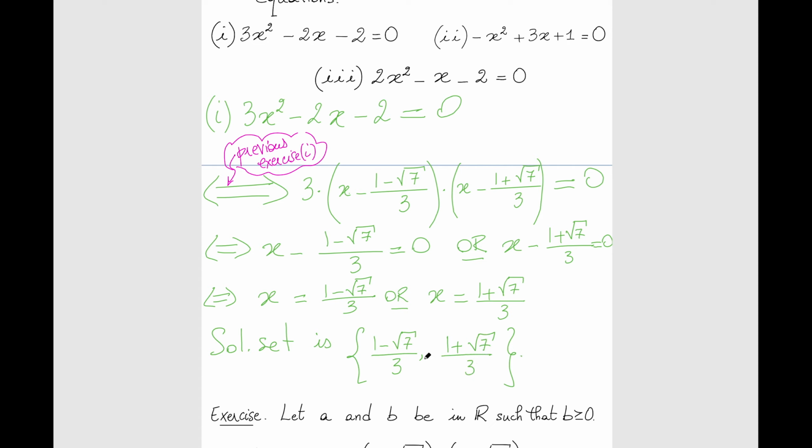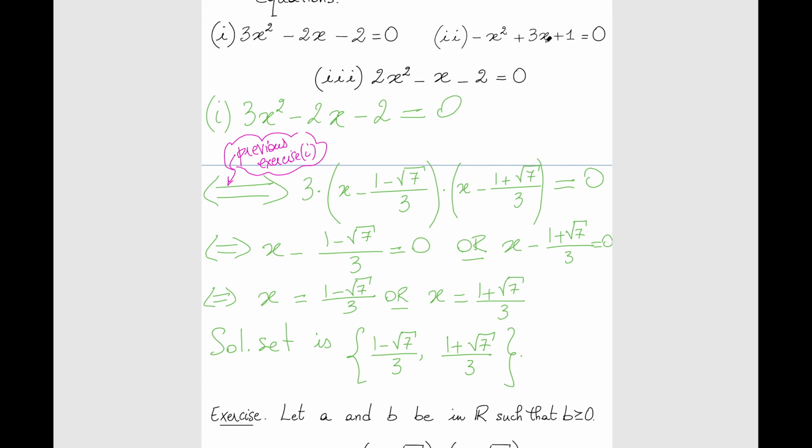All right, so these are the guys that once I replace x over here and over here by any of these two entities, I'm gonna get this left-hand side equals 0. Make sense?